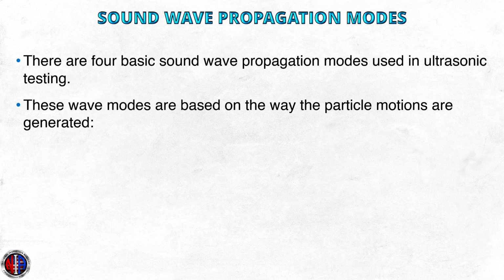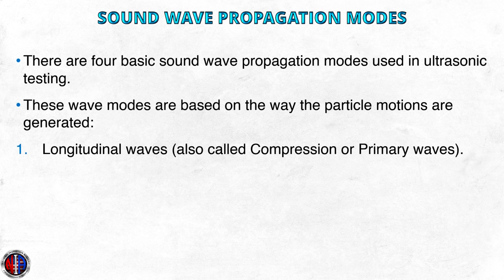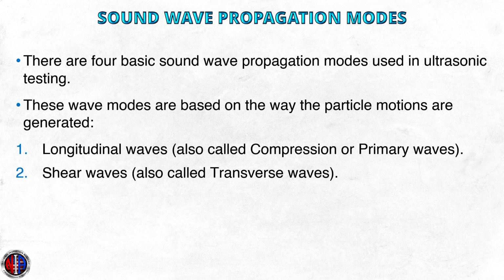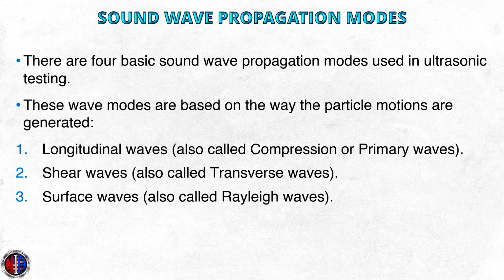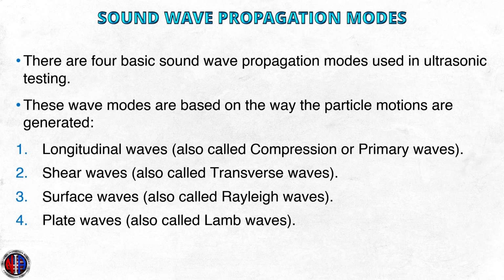Sound wave propagation modes. Ultrasonic sound waves have different modes of propagation. There are four basic wave propagation modes, which are based upon the way the particle motions are generated. They are: 1. Longitudinal waves, which are also called compression waves or primary waves. 2. Shear waves, also called transverse waves. 3. Surface waves, which are also called Rayleigh waves. And 4. Plate waves, which are also called Lamb waves.